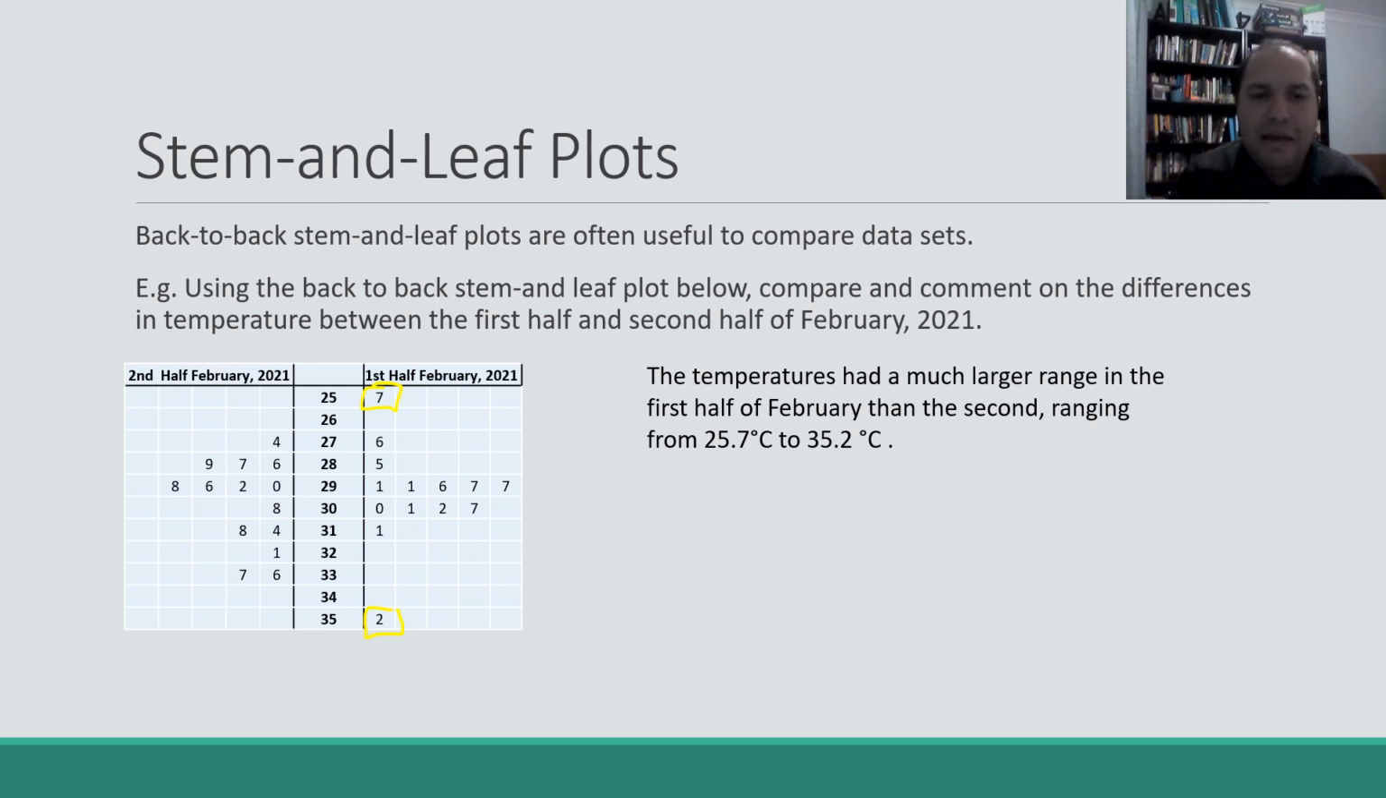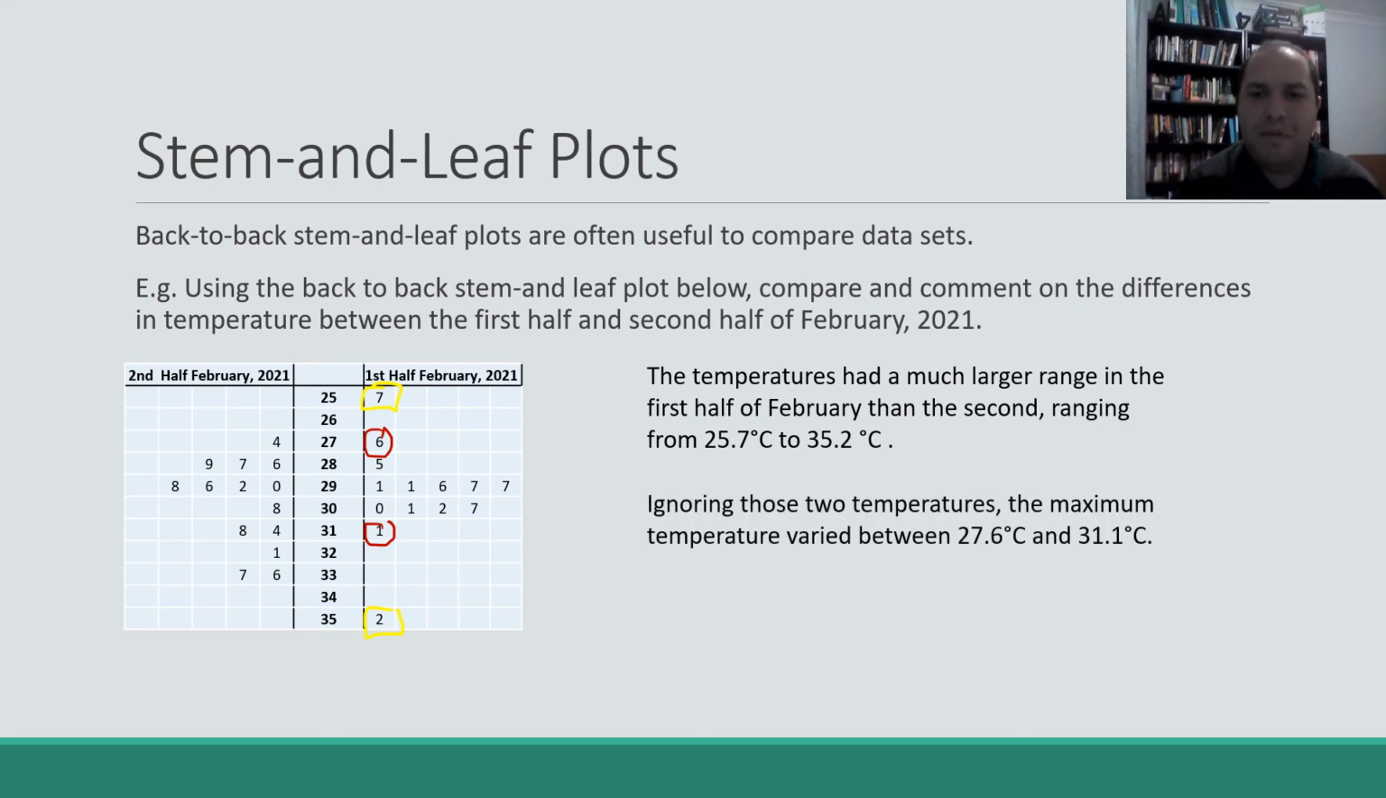Now, if we don't consider those parts of the range, these values are pretty consistent, right? So if we don't count the items at the very low and very top end, the rest of the data is pretty consistent. So we can say that for the first half of February, most of the data, generally speaking, falls between 27.6 and 31.1 degrees Celsius.